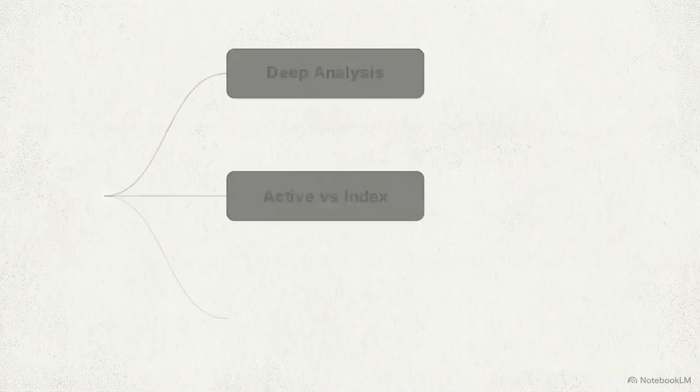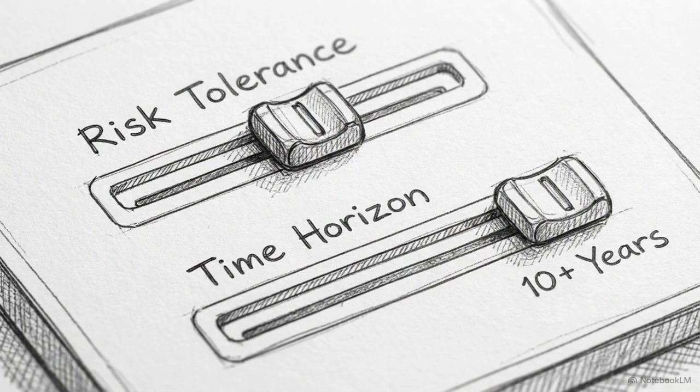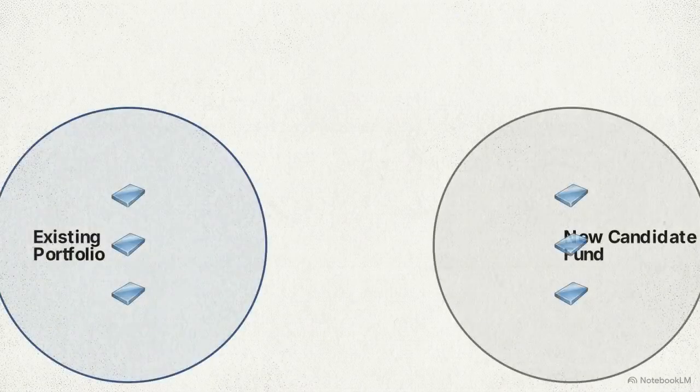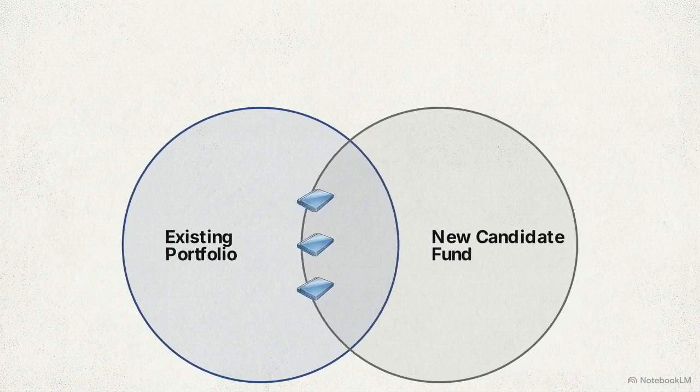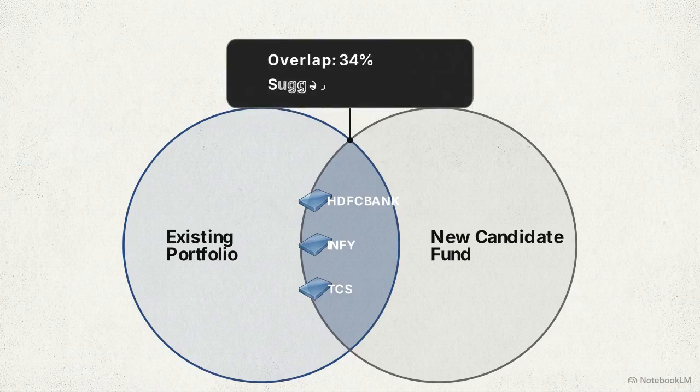The final node determines if a fund belongs in your specific investment ecosystem. This shift requires subjective investor context, such as specific risk tolerance and investment time horizons. Overlap analysis identifies when multiple funds hold the same underlying assets, which can lead to unintended concentration. The AI uses this data to recommend precise position sizing and risk alignment.